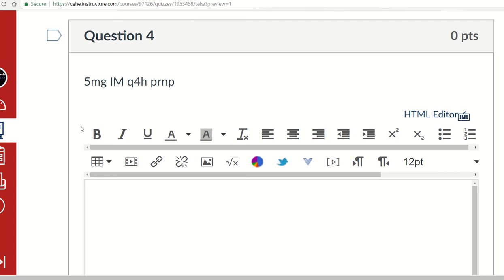All right, we got another parenteral route, IM. What is the verb for into the muscle? Inject, very good. So we're going to inject, and anything that is a parenteral IV route, we can just leave the units. So we'll inject 5 milligrams into the muscle every 4 hours as needed for pain.